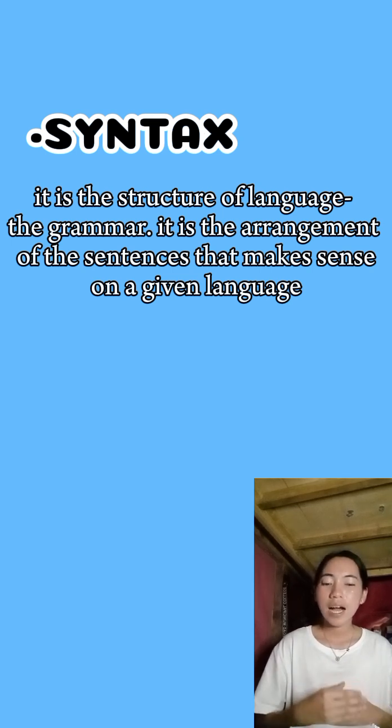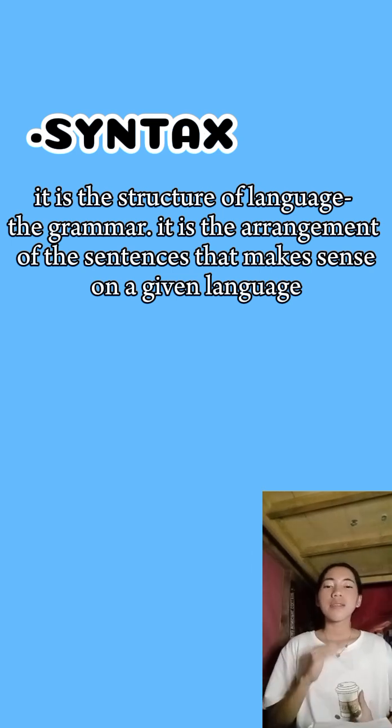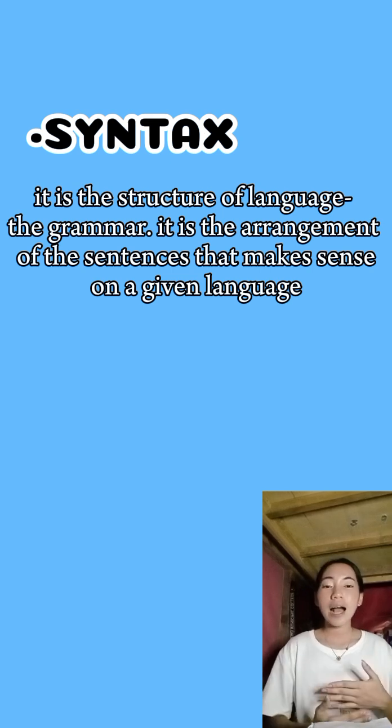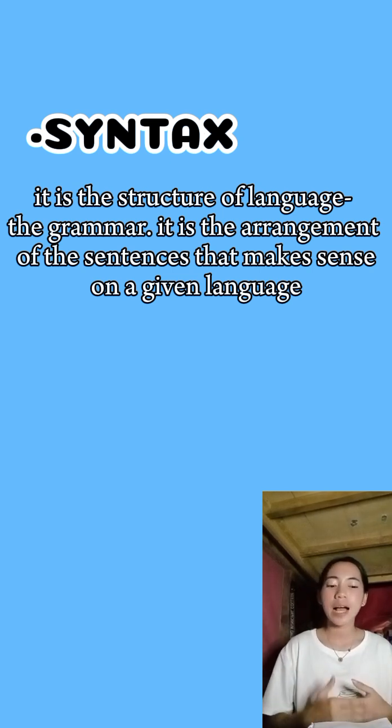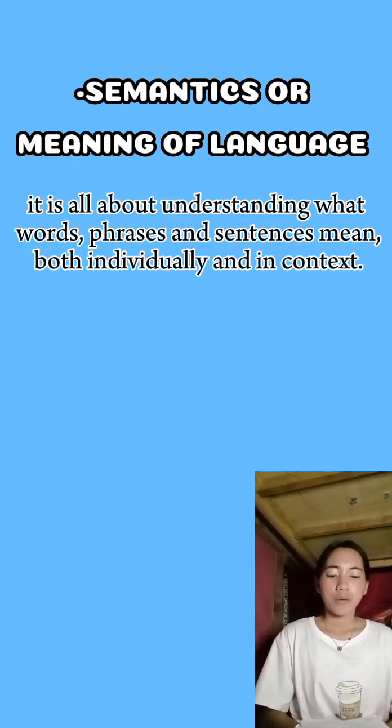Dili naman siya arrange. Mao nang para mas masabtan nato ang usa ka sentence, kinahanglan nga arrange siya pagka butang. So dapat correct order of words gid siya para atong mas masabtan ang meaning sa usa ka sentence. So the fourth one is the semantics or meaning of language.